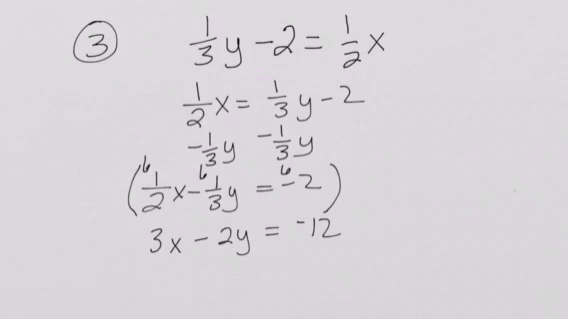3, 2, and 12, the greatest common factor is 1. So now we have it in standard form.